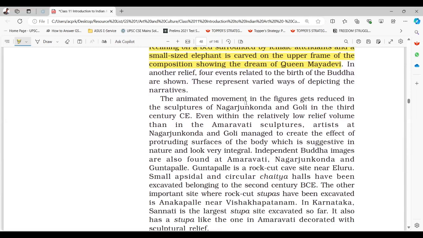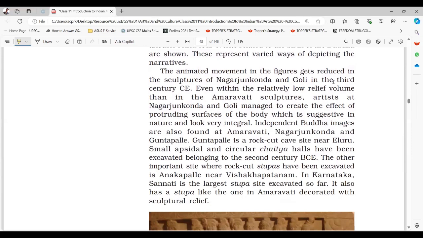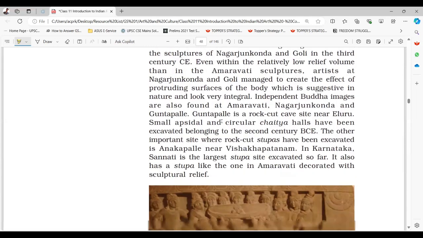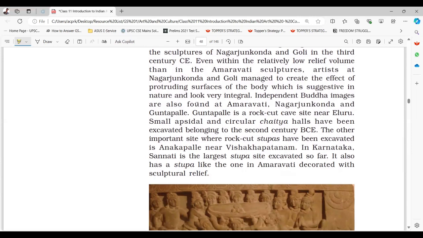The animated movement in the figures gets reduced in the sculptures of Nagarjunakonda and Goli in the 3rd century CE. Even within the relatively lower relief volume than the Amaravati sculptures, artists at Nagarjunakonda and Goli managed to create the effect of protruding surfaces of the body, which is suggestive in nature and looks very integral. Independent Buddha images are also found at Amaravati, Nagarjunakonda, and Gundapalli. Gundapalli is a rock-cut cave site near Eluru.